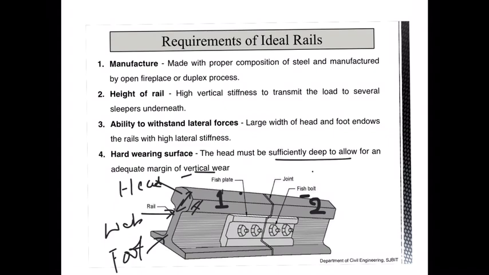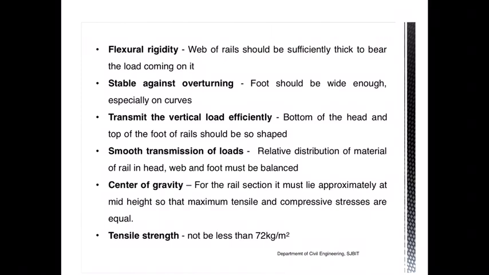And the next requirement is that the rail section should have sufficient flexural rigidity. This flexural rigidity can be imparted to the rail section by providing sufficient thickness to the web section, so as to bear the load which is coming on the rail section. And the rail should have sufficient stability against overturning. This will come into the picture especially on the curve.